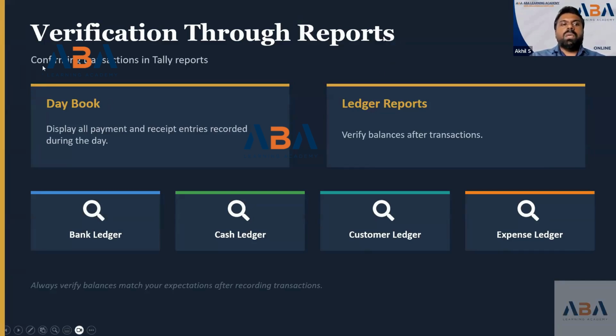You can see the heading, Verification through Reports. It is used to confirm transactions in Tally reports. Apart from the day book and ledger, you can also check the bank ledger, cash ledger, customer ledger, and expense ledger. Inside ledger reports, you can check all these things. You should always verify that balances match your expectations after recording transactions. You must always verify because this involves money, so you have to be careful while handling transactions and money. You have to always verify all the transactions that you have done.